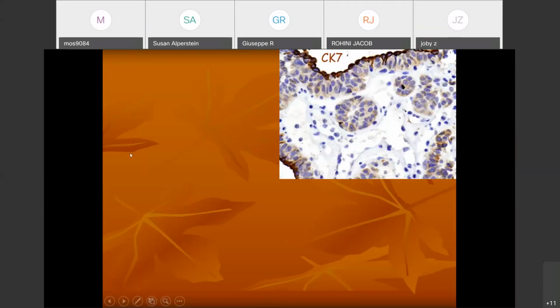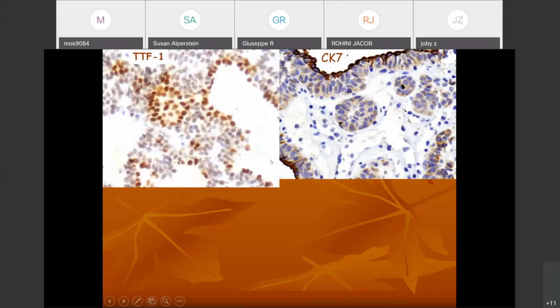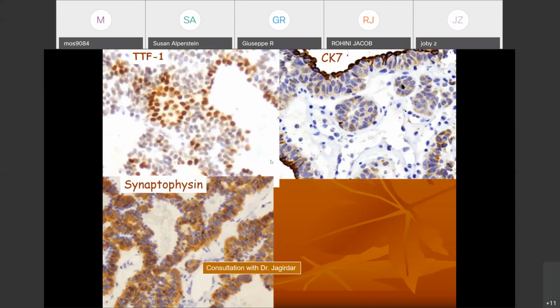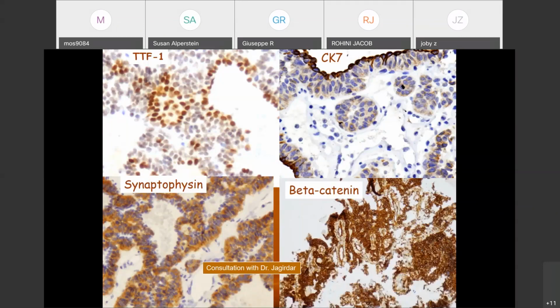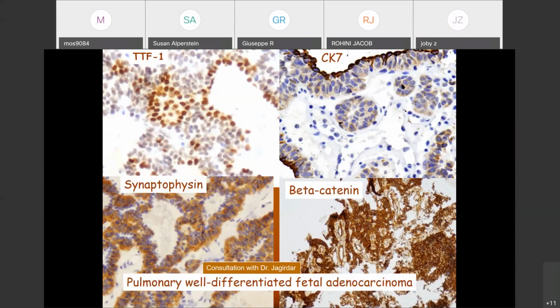And then I even consulted, and I did cytokeratin 7, positive in the lining cells. And I also consulted with Dr. Jagada, who was my thoracic attending at NYU, and she suggested I do beta-catenin. And then she said it's pulmonary well-differentiated fetal adenocarcinoma. So they took it out, just took it out.